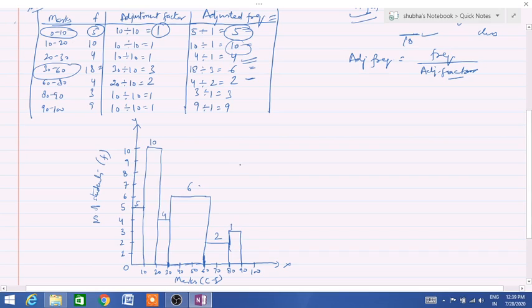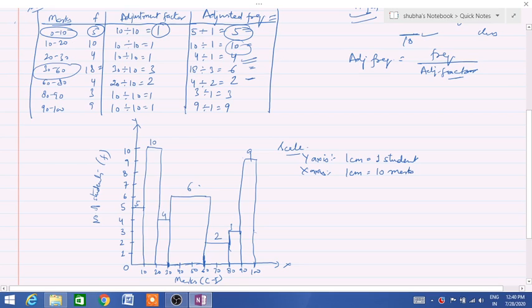We'll write here 9. Then we'll take the line up to 9 with a scale, a straight line. Your line should be very straight, using a scale. This is how we make the histogram. The histogram is complete, but the thing which is left is the scale. It is a must to write. On the y-axis we have taken 1 centimeter equals 1 student, and on the x-axis we have taken 1 centimeter equals 10 marks. So this is how we make the histogram when unequal class intervals are given.